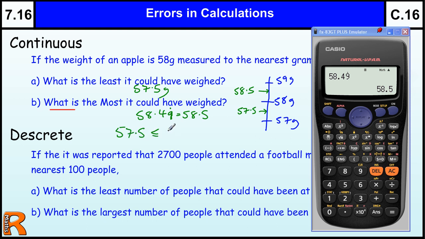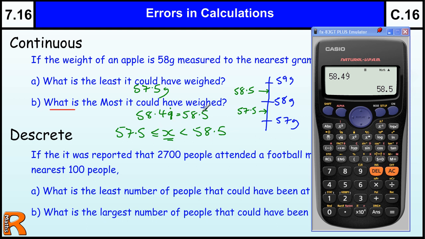So I'd write that the value of the weight could be between these two values. What we would say is 57.5 is less than or equal to x, the weight, and that is only less than 58.5, so we're not actually including this value. And that's probably the best way around this sort of thing.